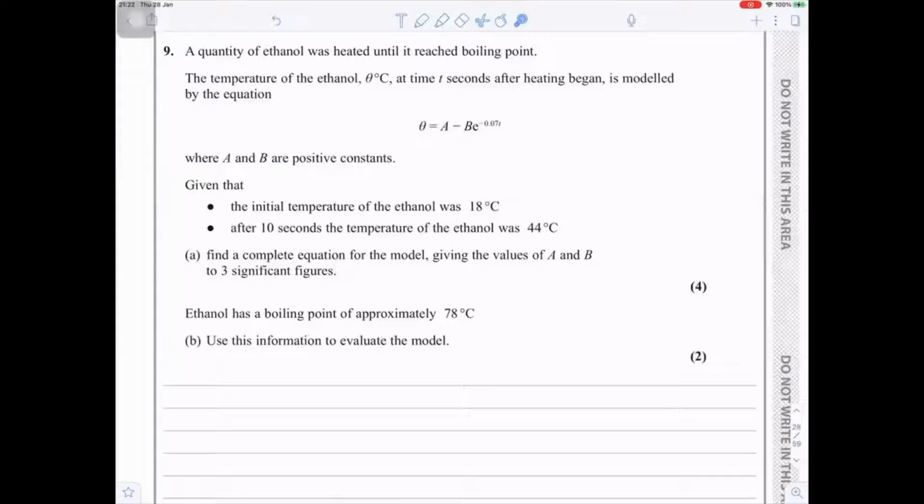Question number 9. A quantity of ethanol was heated until it reached boiling point. The temperature of the ethanol, theta degrees Celsius at time t seconds after heating began, is modeled by the equation theta equals a minus b e to the minus 0.07t, where a and b are positive constants. Given that the initial temperature of the ethanol was 18 degrees Celsius, after 10 seconds, the temperature of the ethanol was 44 degrees Celsius. Find a complete equation for the model, giving the values of a and b to 3 significant figures.